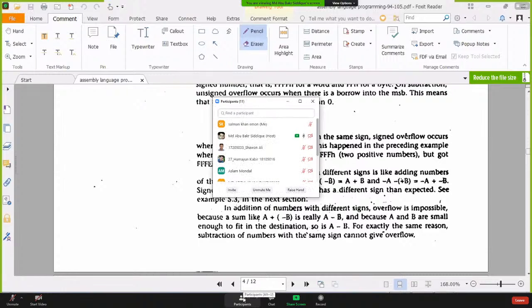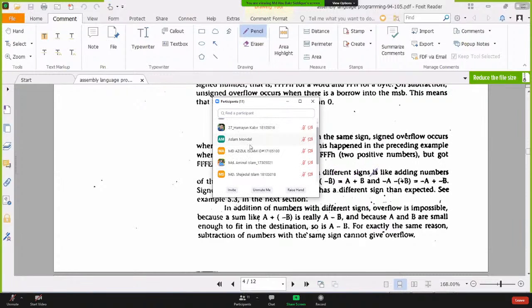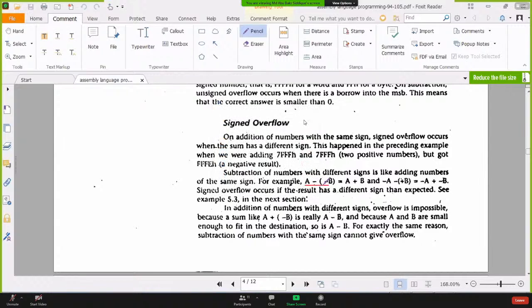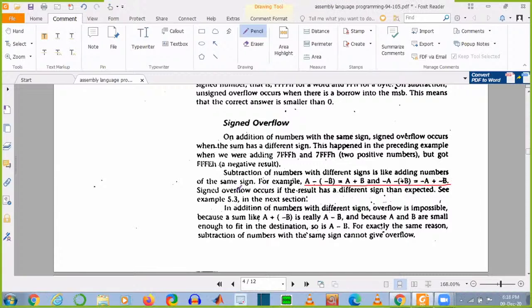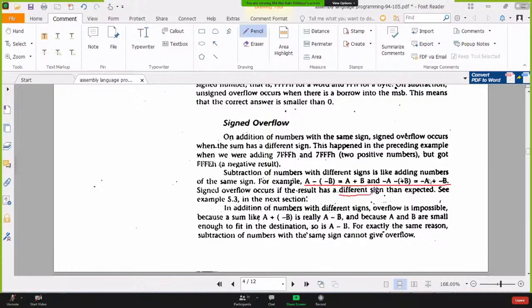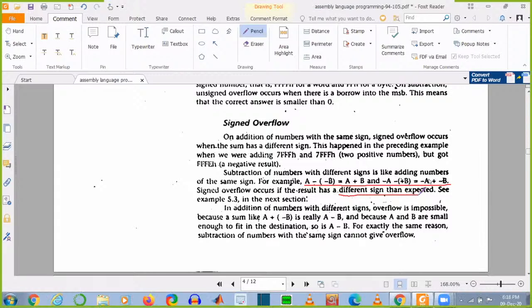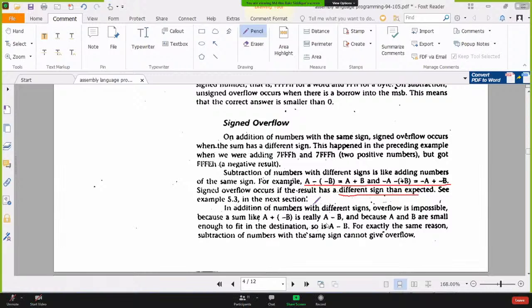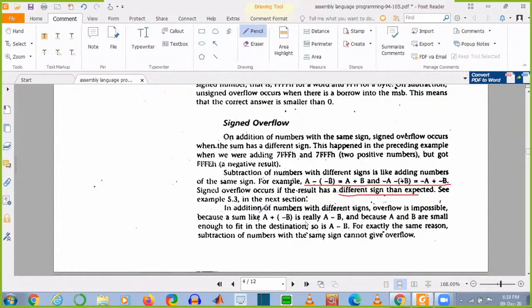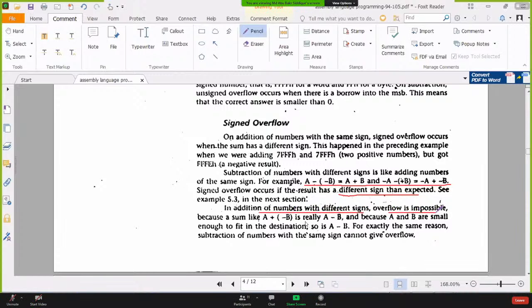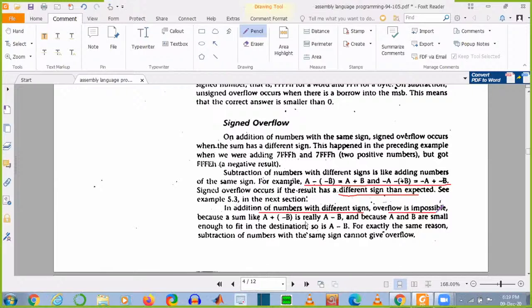And subtraction of numbers with different sign is like adding numbers of the same sign. For example, this is like adding a plus b, and minus a plus b equals minus a plus minus b. Sign overflow occurs if the result has a different sign. So when we subtract, sign overflow will occur if the result has a different sign. In addition of numbers with different sign, overflow is impossible. If you add numbers with different sign, then there will be no overflow.